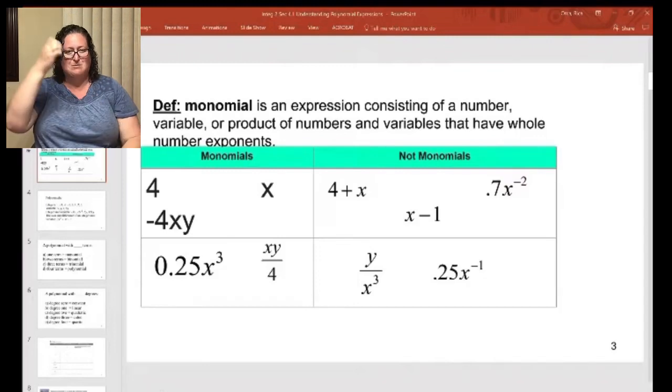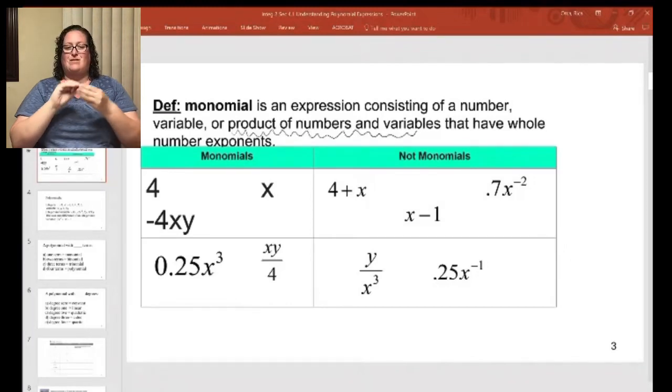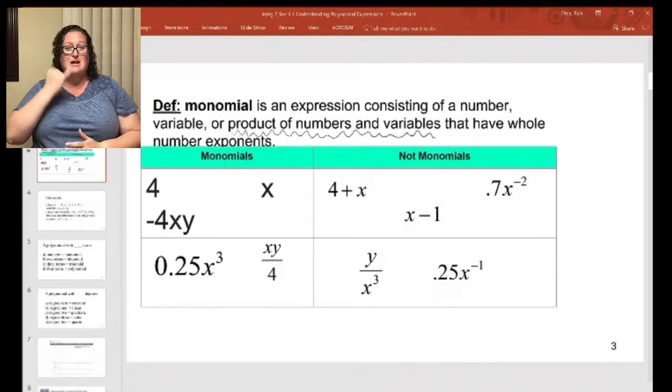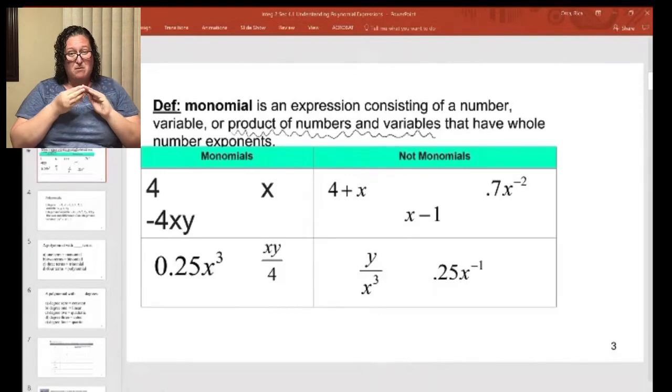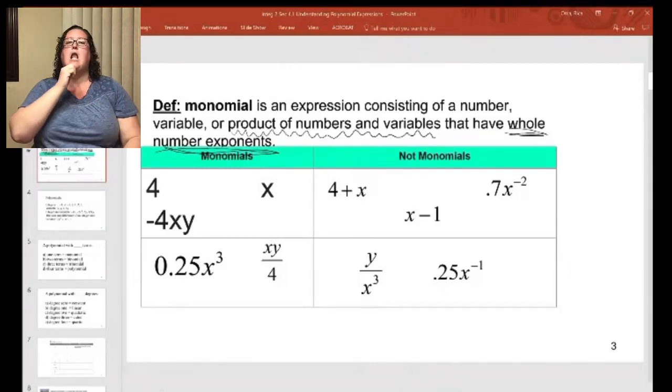Let me stop right there. So keep in mind, I said that a monomial has to be a product of numbers and variables. If you're multiplying a bunch of numbers and variables together, the product of all those combined is considered a monomial. Another important feature is that the exponents need to be whole numbers. If the exponent's not a whole number, then it's not a monomial.